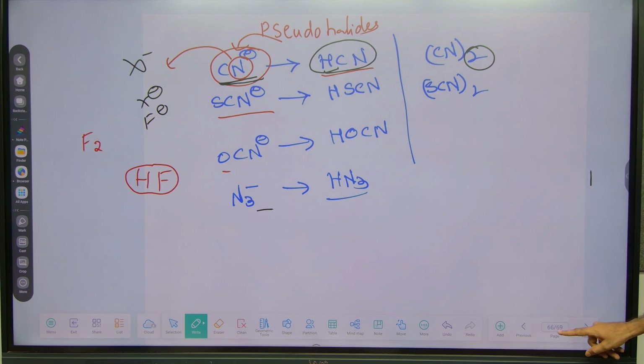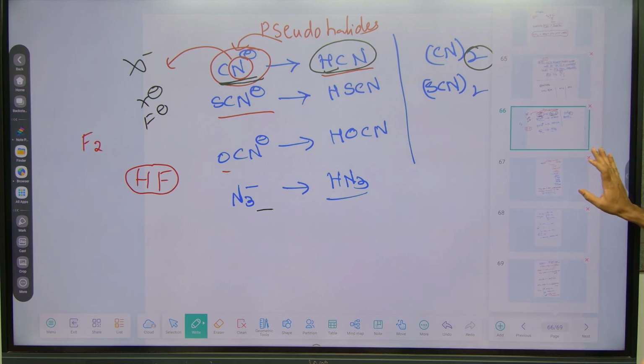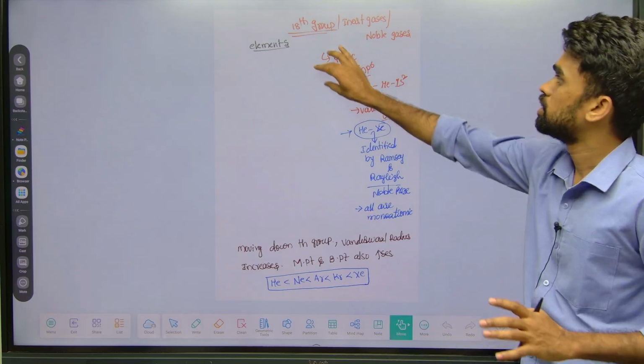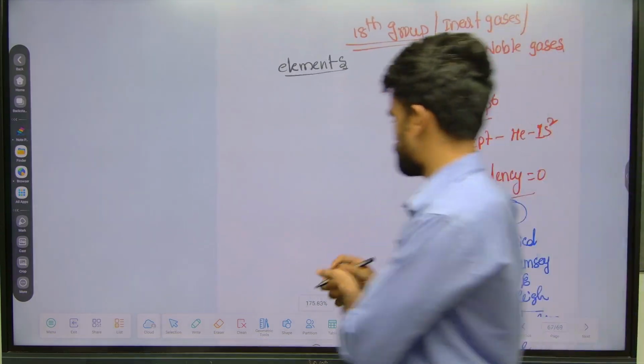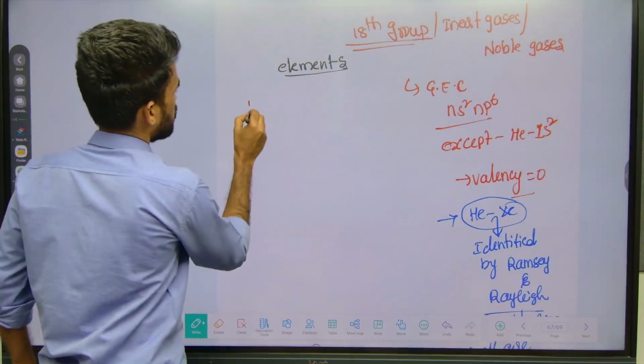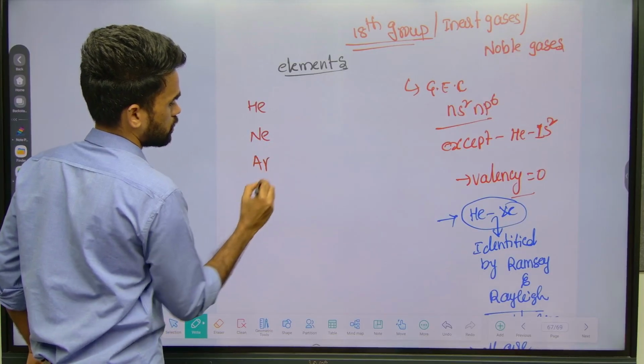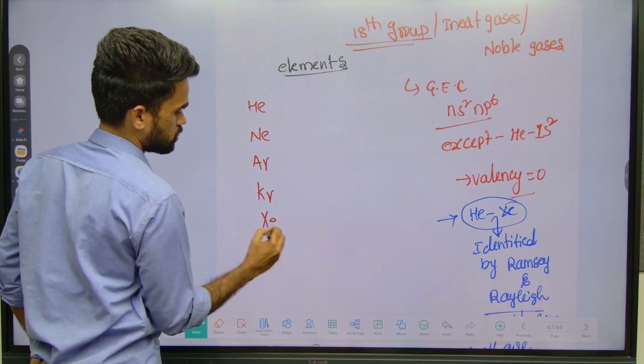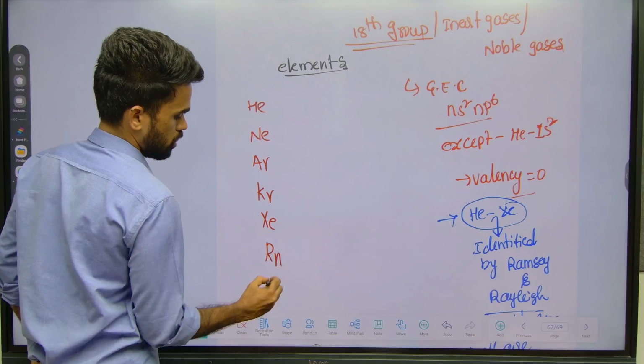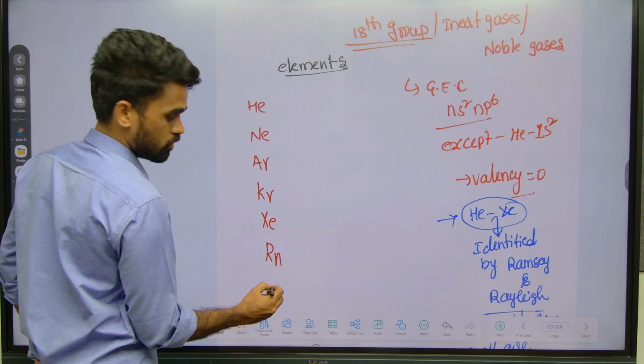Next. Up to here the 17th group is done. Next, the 18th group. What are the elements we have in the 18th group? Tell me. Helium, neon, argon, krypton, xenon, radon, Og. What is the last element? Og.